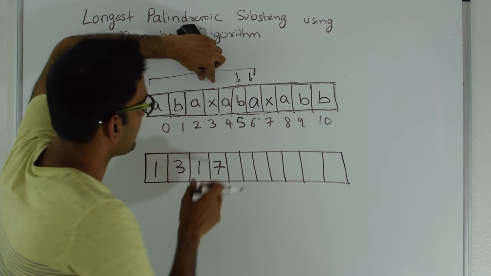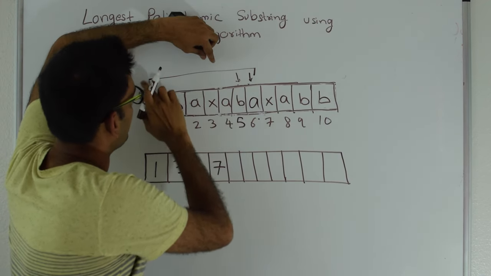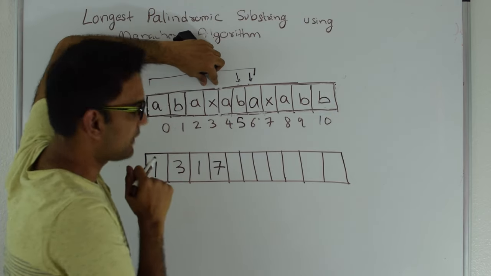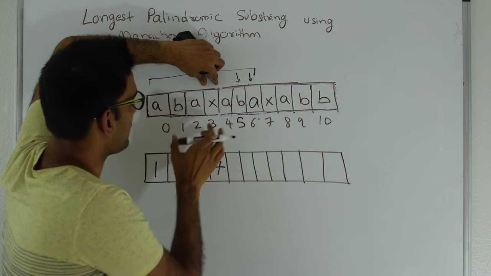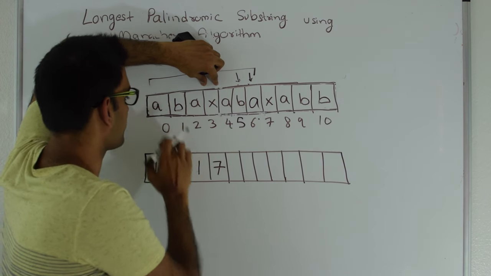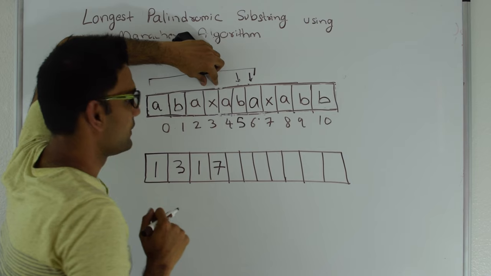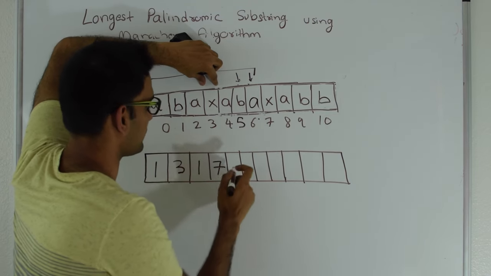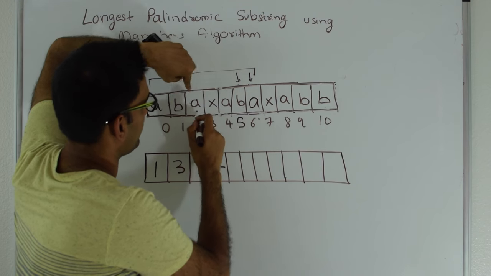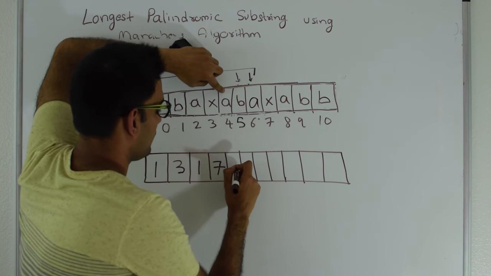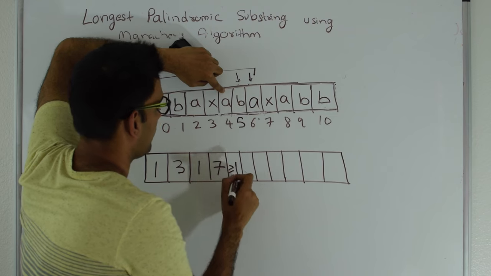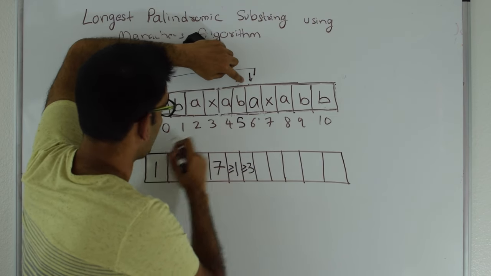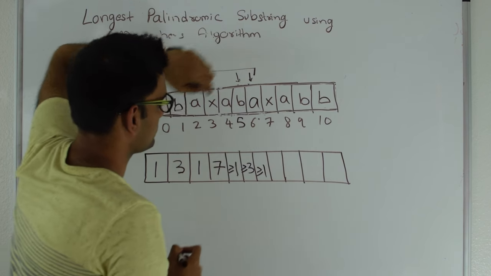So if you look at X, we know that there is a palindrome from 0 to 6. So we know that this side should be the mirror of this side. And we have already calculated the longest palindromes on this side, so 1, 3, 1. So what I can say is that the longest palindrome on the other side will at least be of these lengths. So this A is a mirror of this A, so the longest palindrome here will at least be of length 1. The longest palindrome around B will at least be of length 3. And the longest palindrome around this A will at least be of length 1.